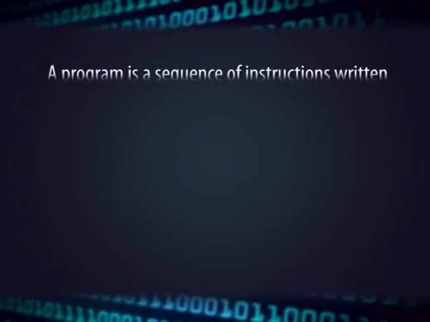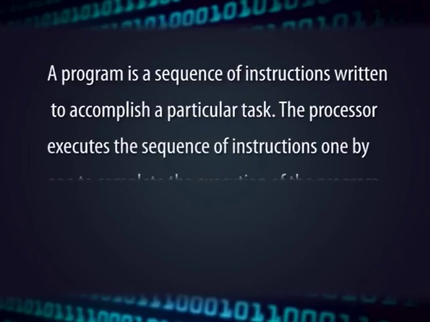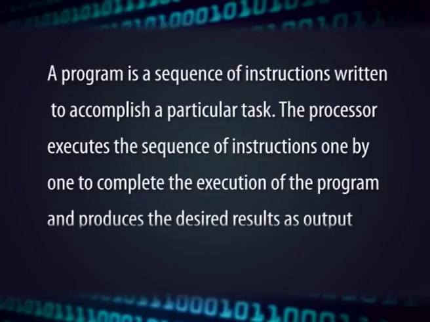The user enters the input using input devices. The information is stored in the main memory. The CPU processes the information in the memory by executing the program placed in the memory. A program is a sequence of instructions written to accomplish a particular task. The processor executes the sequence of instructions one by one to complete the execution of the program and produces the desired result as the output of the program. The results produced by the CPU are stored in the memory. These results are then shown to the user with the help of output devices like monitor.